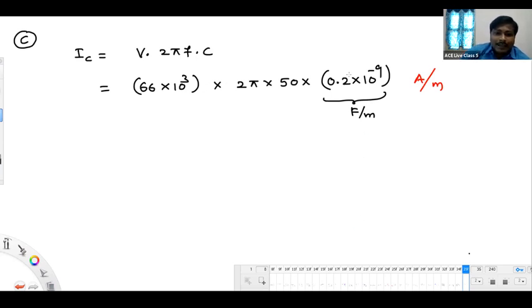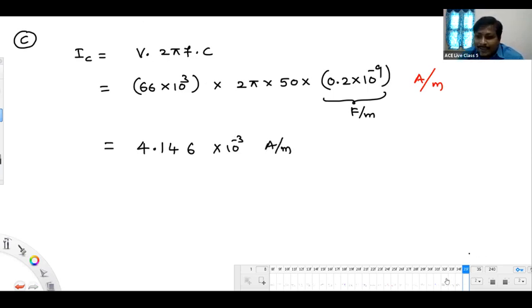Electric field intensity and potential gradient are both the same. It's not voltage. How much is this? 4.146, are you getting the same number? 4.146 milliampere per meter. Milli means 10 power minus 3 ampere per meter.